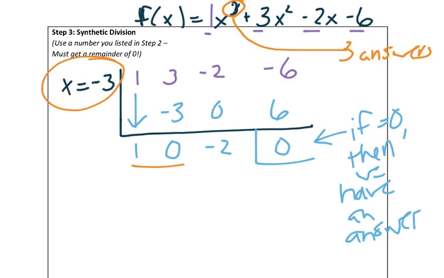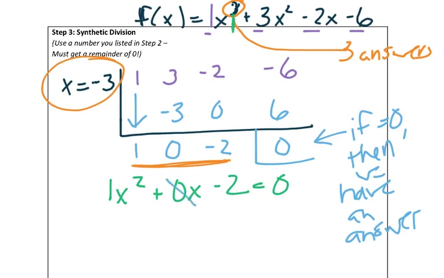So we're going to use this to write a new problem. This tells me that now I should start with my x squared, because this was an x cubed right here. So I have to start one smaller. So I have x squared plus 0x minus 2 equals 0. And that's what I'm going to write on my next step. But I'm going to leave out this 0x because 0 times x is 0, so we don't need to write it.